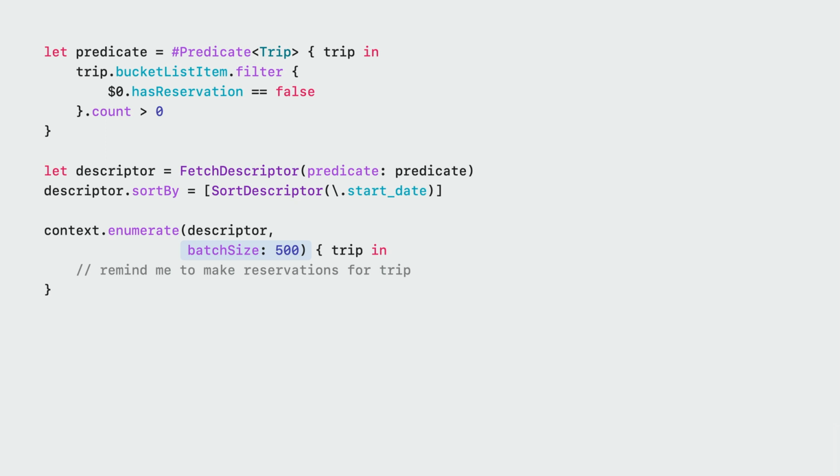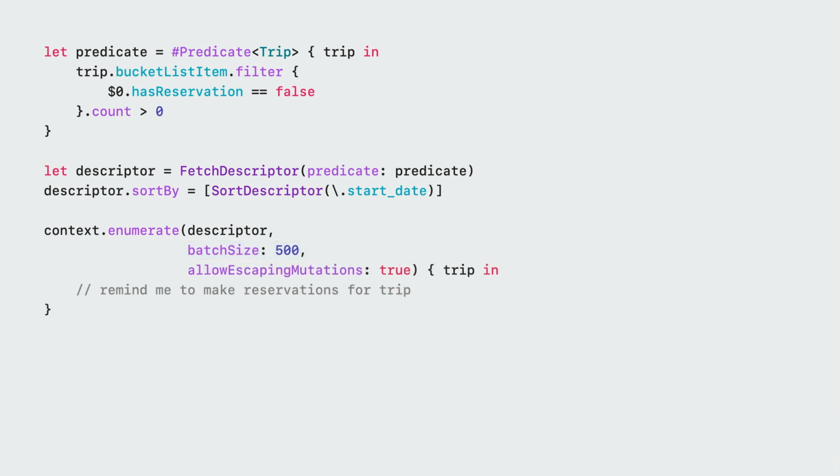Enumerate also includes mutation guards by default. One of the most frequent causes of performance issues with large traversals is mutations that are trapped in the context during the enumeration. Allow escaping mutations tells Enumerate that this is intentional, and when not set, Enumerate will throw if it discovers that the model context performing the enumeration is dirty, preventing it from freeing objects that were already traversed.